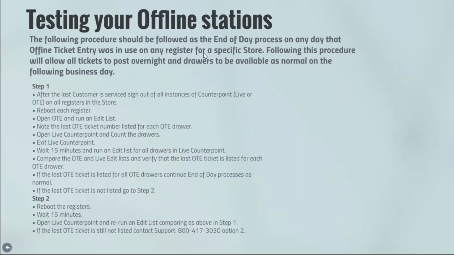Great. So moving away from the troubleshooting piece of things, we're going to dive into some offline functionality. Specifically, I'd like to start with testing your offline stations. This should be a pretty constant process for you guys. If you have offline ticket as an option, or if you're looking to implement offline, meaning purchase the option in your Counterpoint package, it's extremely important to make sure you're testing that functionality. It should be followed as an end-of-day process on any day that offline ticket entry was in use on any register for a specific store.